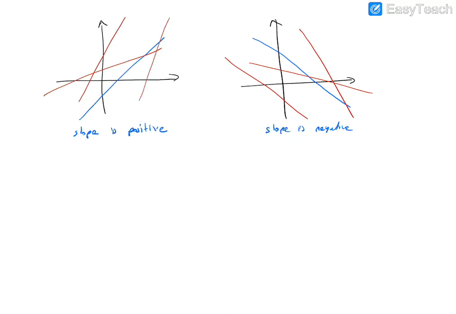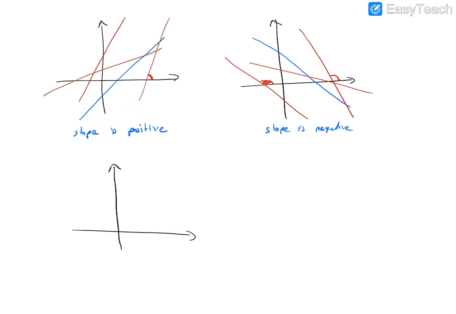So if the angle between the x-axis and the line is less than pi over 2 radians, or 90 degrees, it is a positive slope. If this angle between the x-axis and the line is bigger than pi over 2, like this one, it is a negative slope. If the slope is 0, we have a horizontal line.